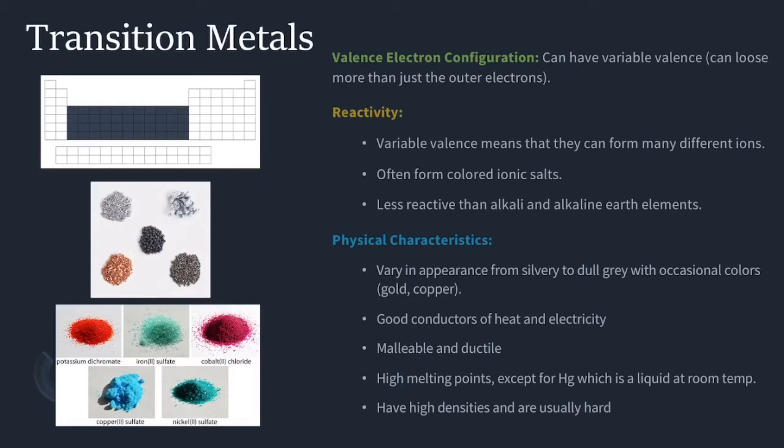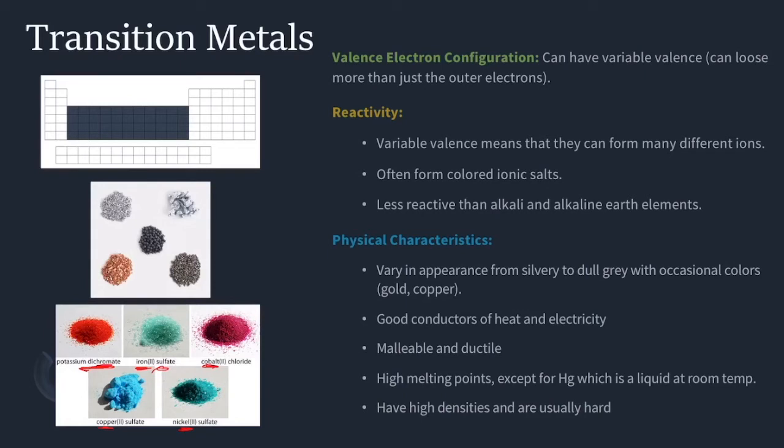They often form colored ionic salts. So when a transition metal reacts with a non-metal, they form what's called an ionic salt. And these happen to be something that's really colorful. So we've got potassium dichromate. So chromium is in this compound. That's a transition metal. Then we've got iron sulfate, cobalt chloride, copper sulfate, and nickel sulfate. So you can see that these form some really pretty colored compounds.